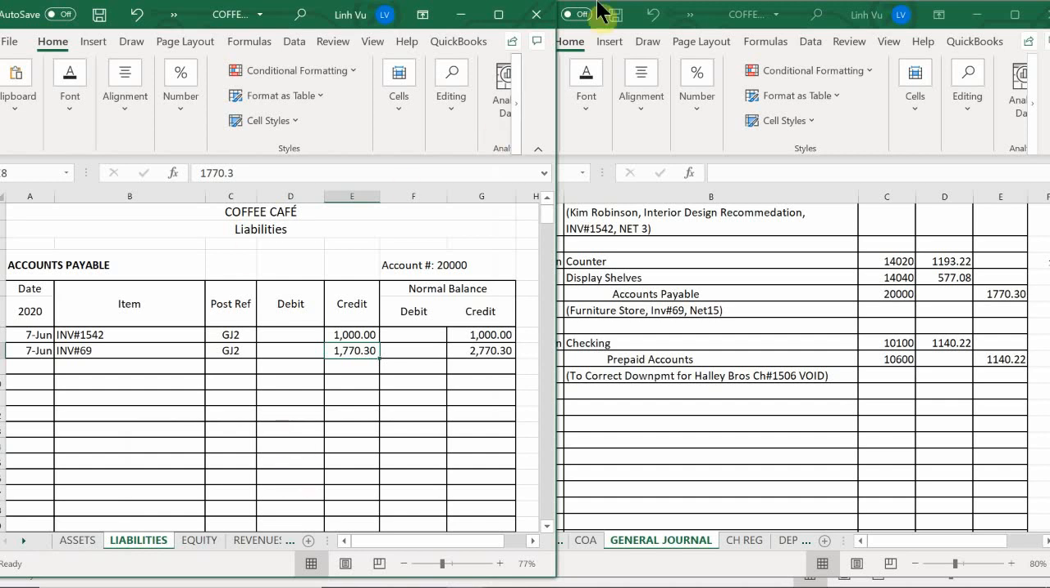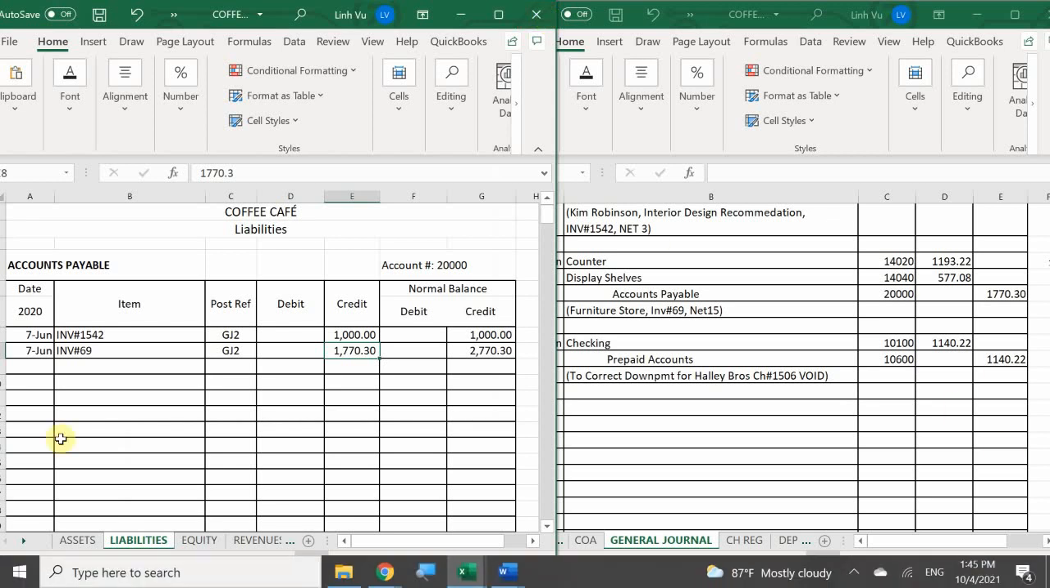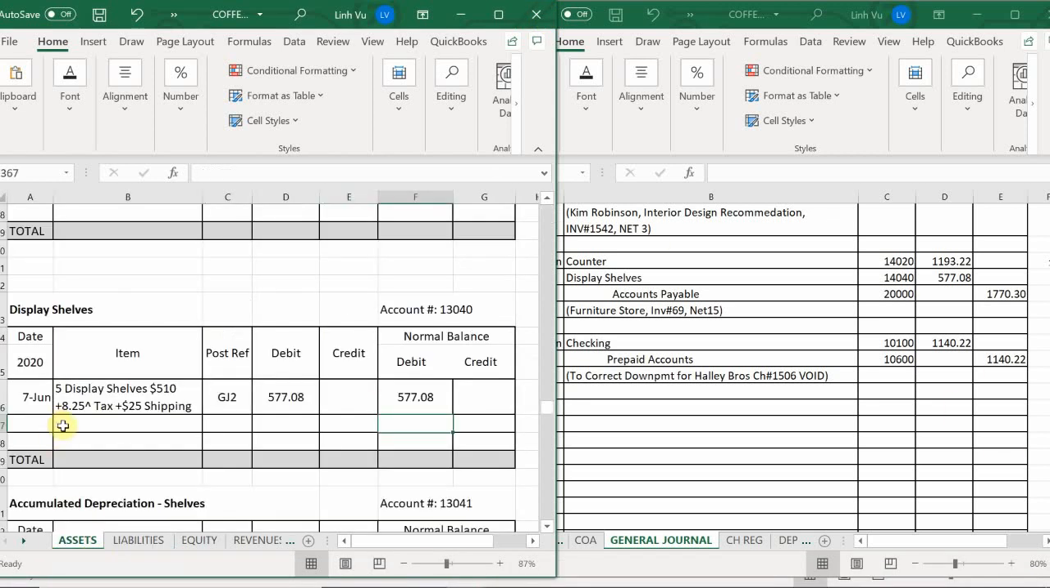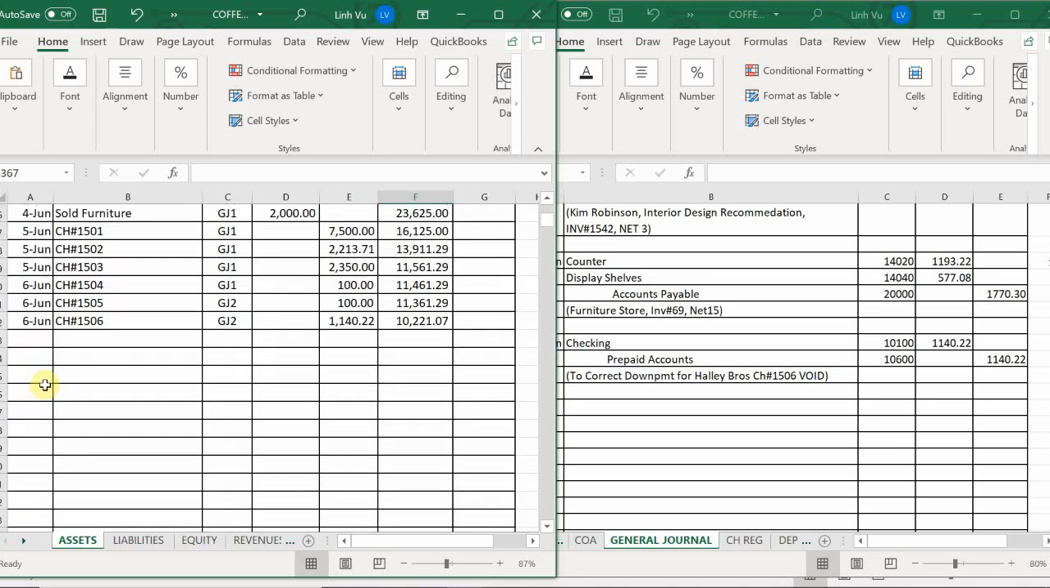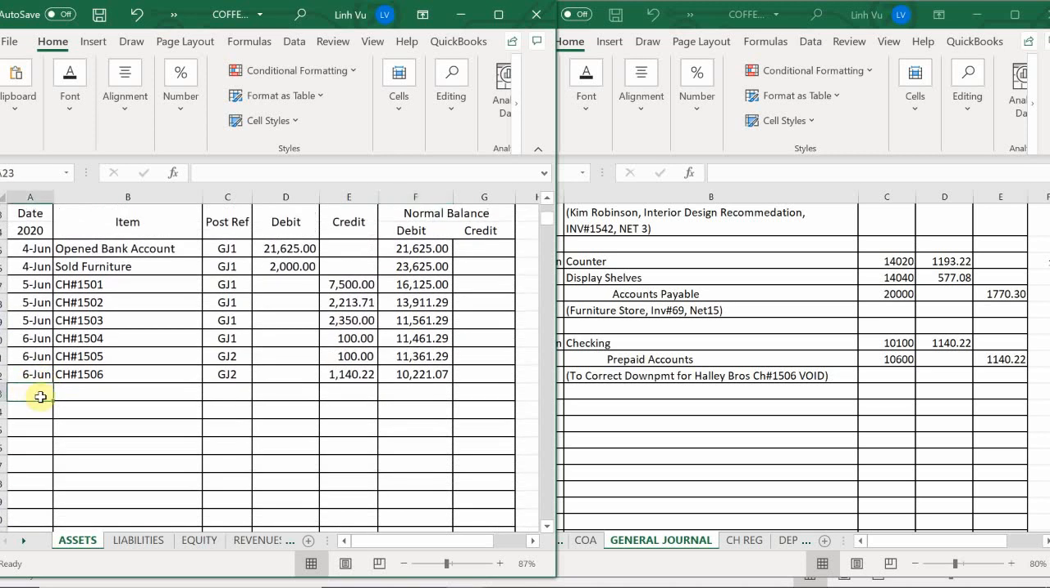Okay, so let's see. First thing I have is checking. Now you're going to debit this. So we didn't write the check yet. Oh no, not yet, because we're reversing the transaction right now. Oh, so we're writing the check 1506 on the debit side. We're making sure that we void it. So I'm going to put void check number 1506.